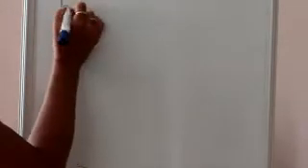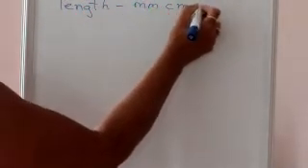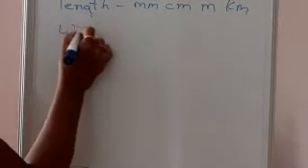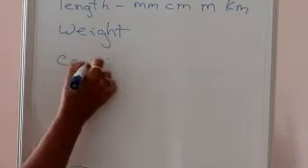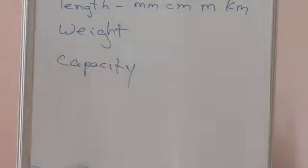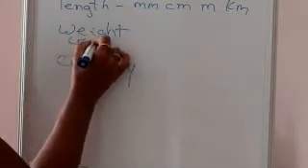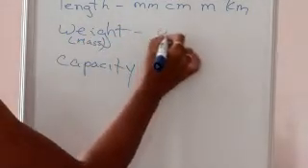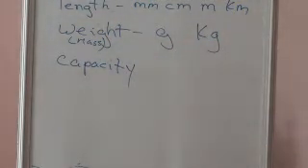So when we did distance and length, we use millimeters, centimeters, meters, and kilometers. Now we're going to do weight, and we're going to do capacity. Weight is also called mass. Mass means how much something weighs. So when we weigh something, we use grams and kilograms. That's it. Just grams and kilograms.